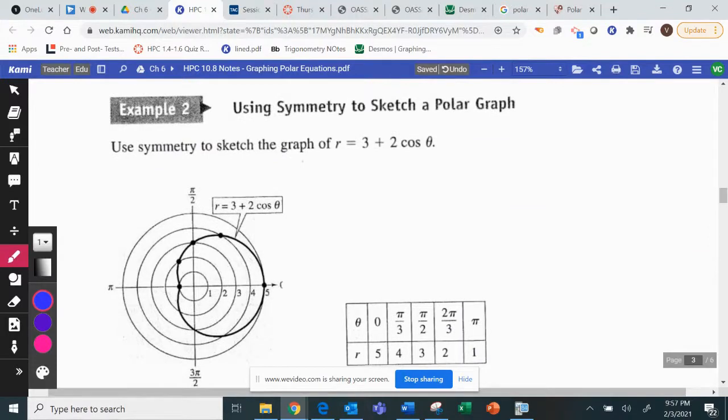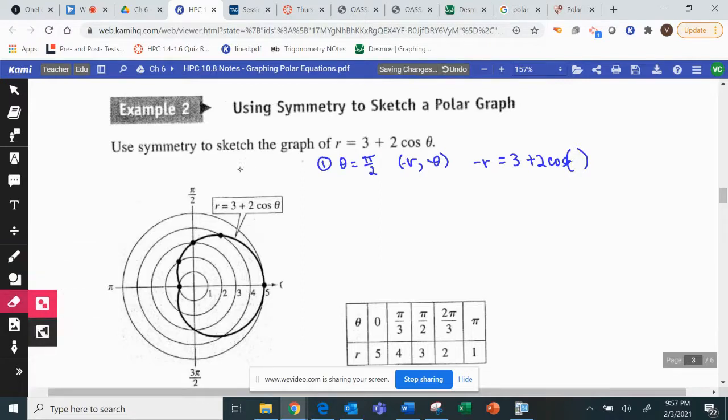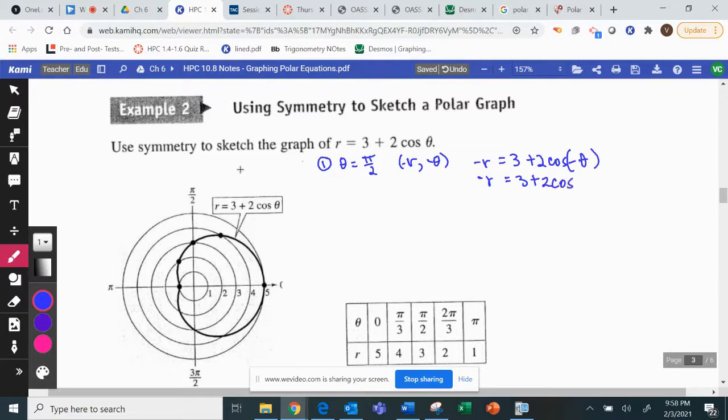So here's another example of symmetry. We're going to test our symmetry. I'm not going to do all the plotting because you did a lot of plotting already. So let's test the first one, which is theta equals pi/2. And so I'm going to put in -r, negative theta. And so I get -r equals 3 plus. Now, when I use my identity from chapter 5 for cosine of negative theta, the identity says just cosine theta. So we can see that these are not the same as the original.